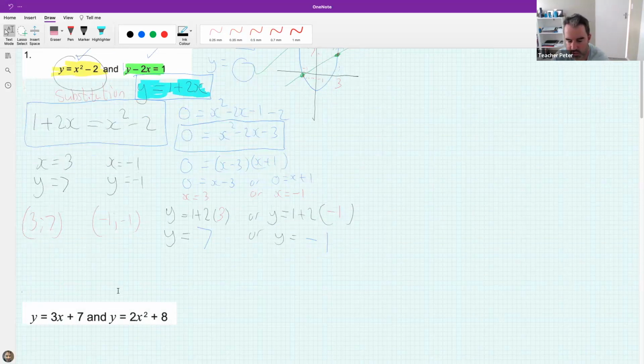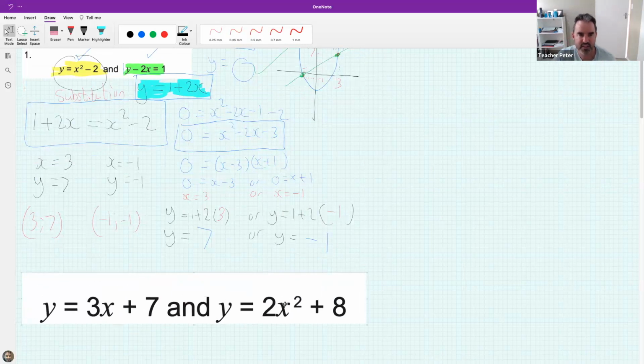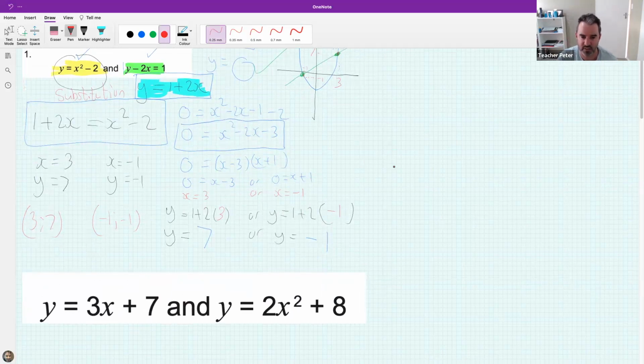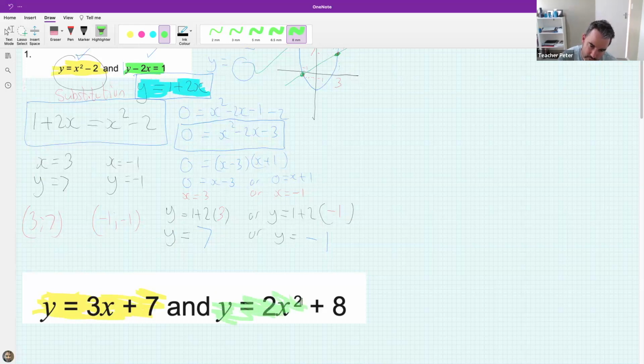So you need to solve for me simultaneously these two. One way of saying it is, can you find the intersection point of these two functions, or can you solve for x and y simultaneously for this pair of equations over here? So we have a yellow one and we have a green one. And I want you to find me the value of x and y that satisfy both of these at the same time. Over to you.